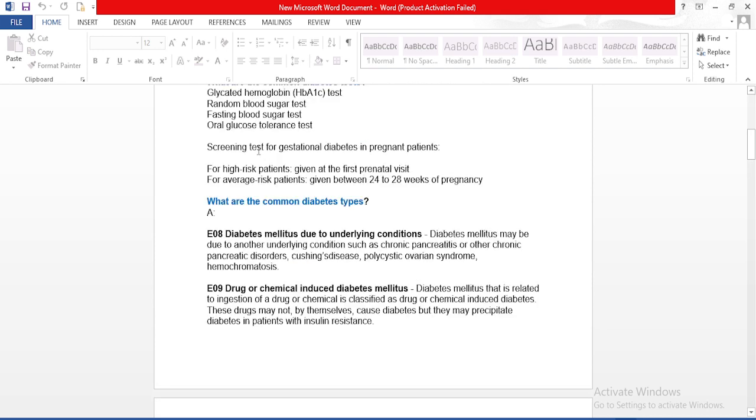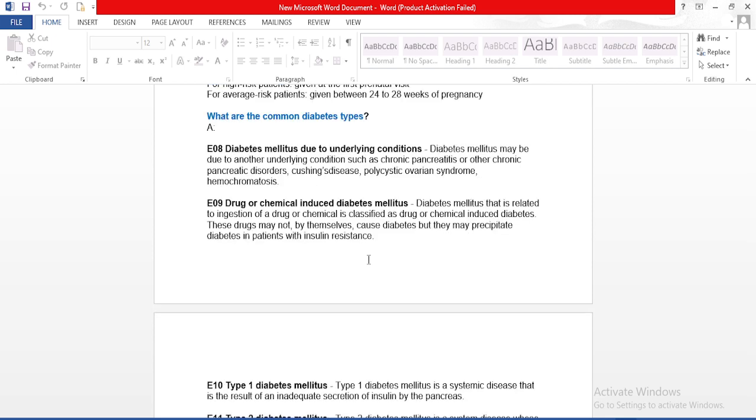So what is the criteria for gestational diabetes in pregnant patients? Here is the screening test for gestational diabetes in pregnant patients. For high risk patients, it is given at the first prenatal visit. For average risk patients, it is given between 24 to 28 weeks of pregnancy.